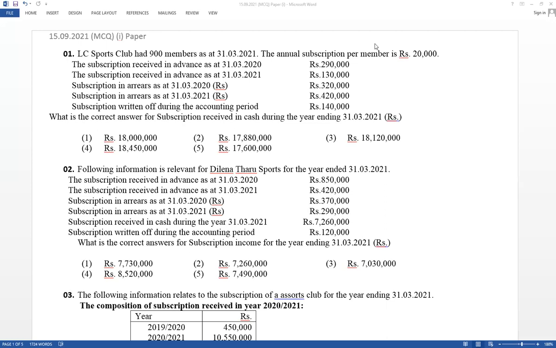What are the enhancing qualitative characteristics? Comparability, understandability, verifiability, as well as timeliness. What are the environmental factors that we have to consider when conducting business activities? First one, legal environments, economic and political environments, social and cultural environments, technological environments, technical and professional environments. They ask this in the MCQ paper.